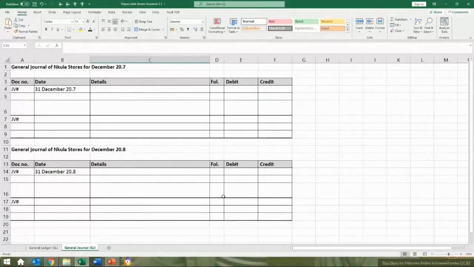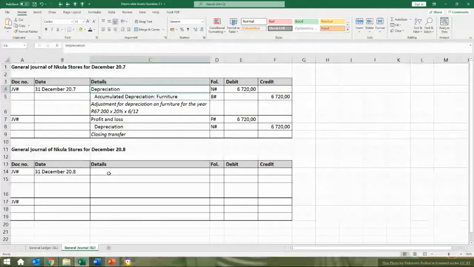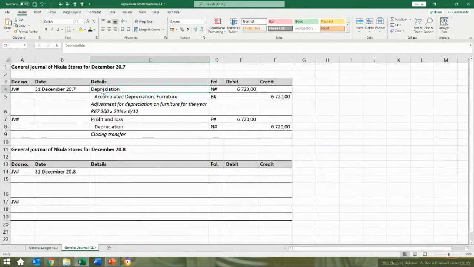Your entries will be exactly the same. It's just the format you're showing it in that will differ. So I'm just going to unhide all of this. In here, year one, we're going to debit the depreciation, exactly what we've done here, debit the depreciation account, and we credited accumulated depreciation. Now I've just shown it in a journal format. So I debit the depreciation account, I credit the accumulated depreciation for the furniture.